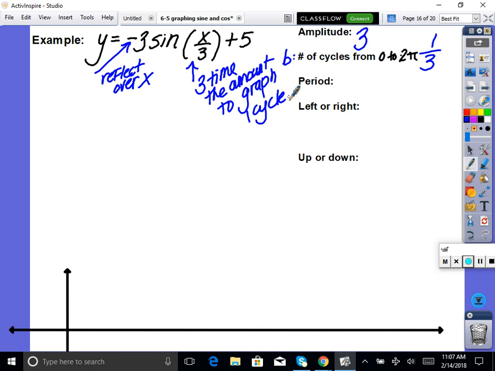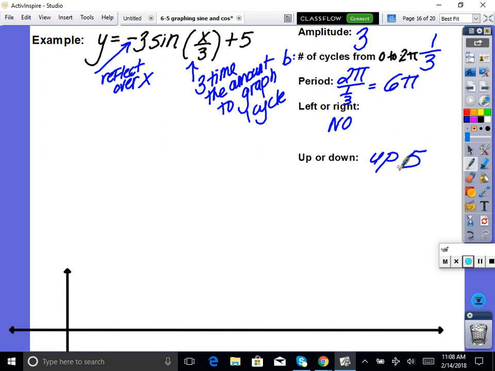So let's just find our period. Our period is 2 pi divided by a third, which is 6 pi. Isn't that what we did? We had to have 3 times the normal amount, 0 to 2, to get through one full cycle. So 2, 4, 6. That's 3 times the amount. We are shifting no shift left or right, but we are shifting up 5 units.